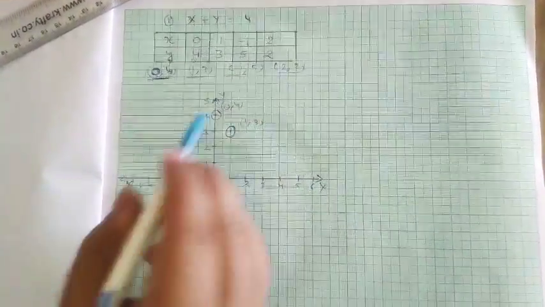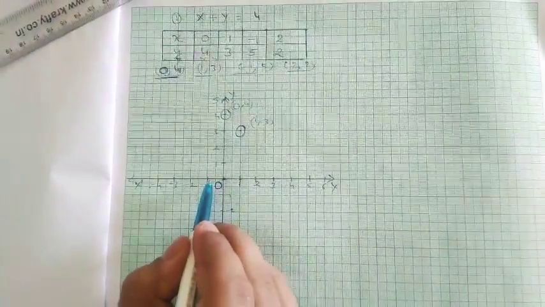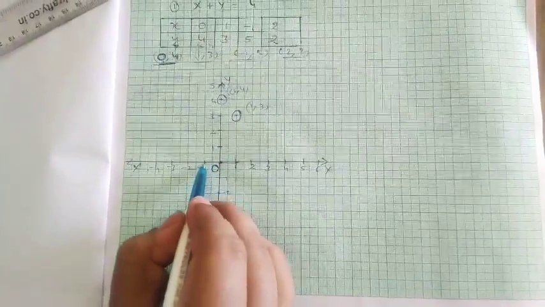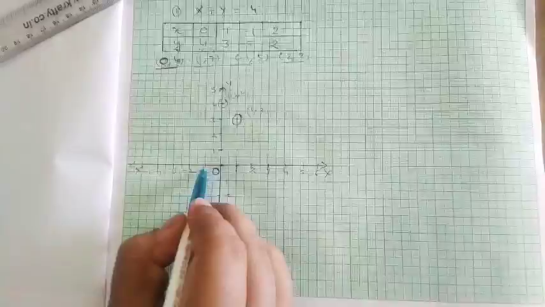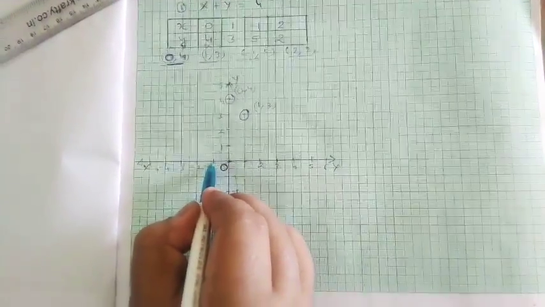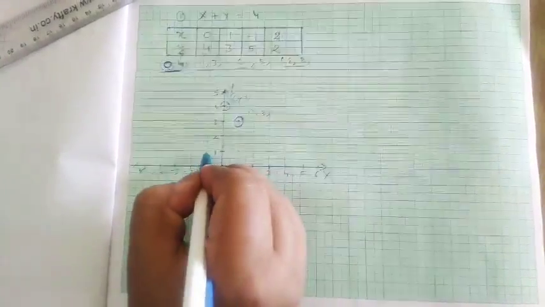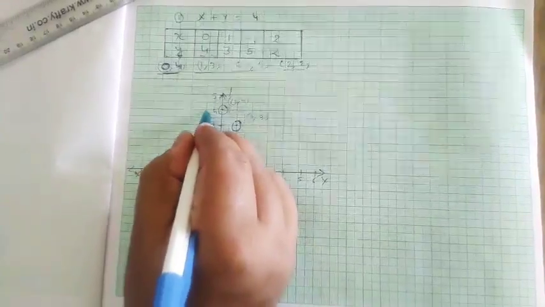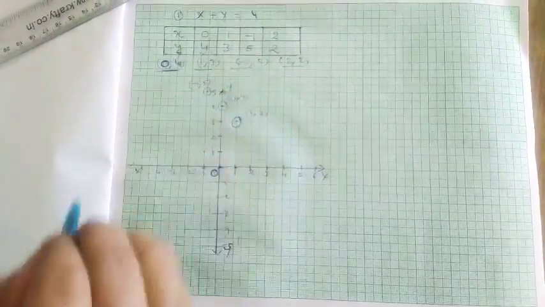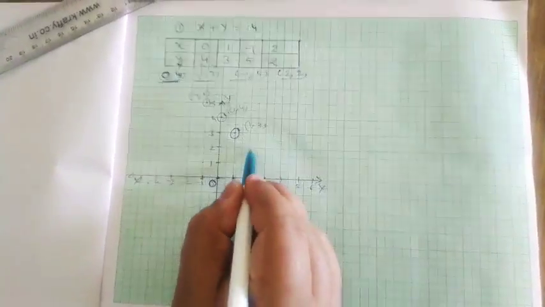Then (-1, 5). The x coordinate is -1. It means we have to move one unit towards the left of the origin O and then 5 units along the positive y-axis. Positive y-axis means towards the upside. 1, 2, 3, 4, and 5. So this is (-1, 5). This point is (2, 2).